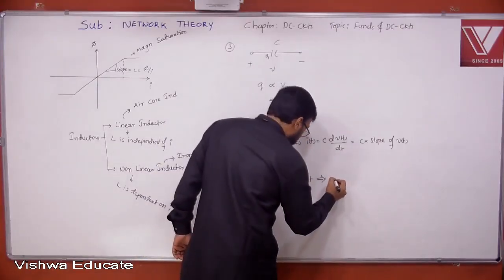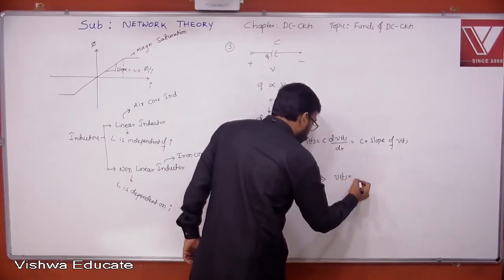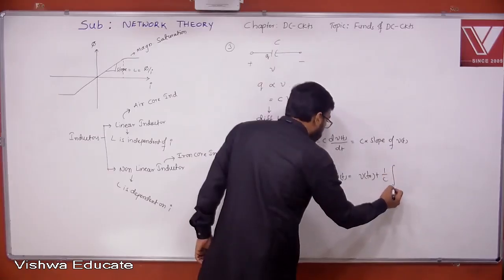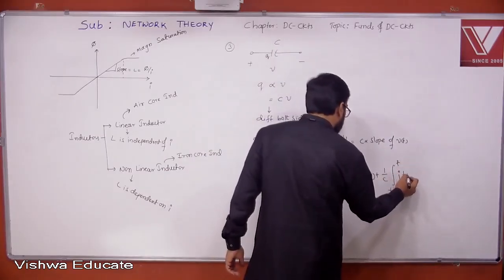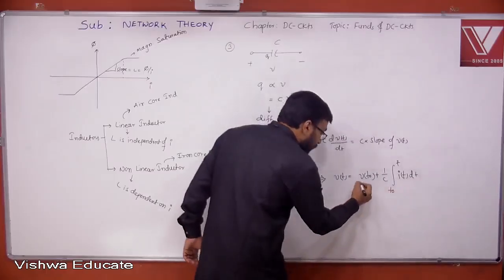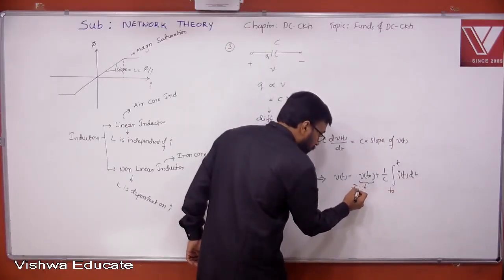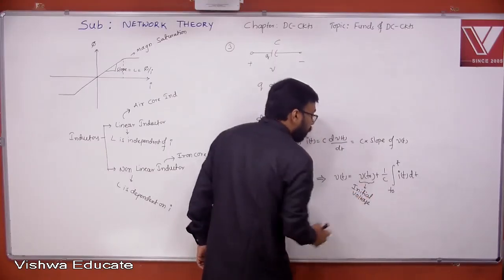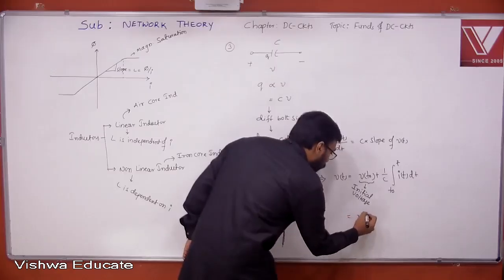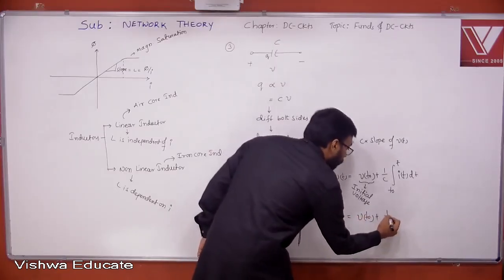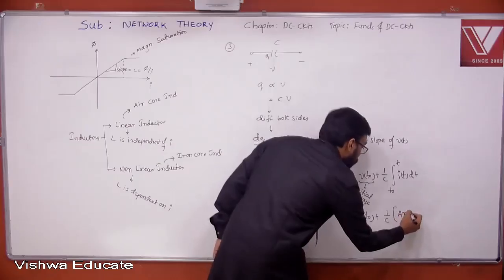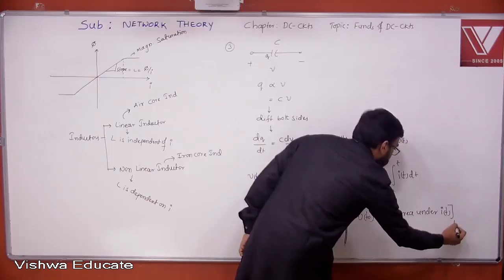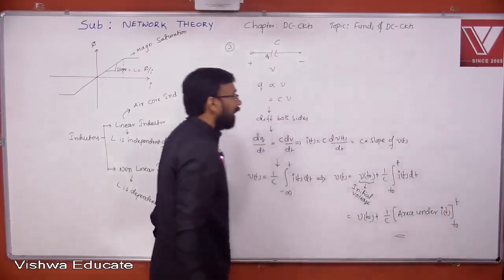So the final conclusion is, you can write v of t is equal to v of t naught plus 1 by C integral t naught to t of I of t dt. You can see here, this is nothing but the initial voltage. Now you can say the initial voltage plus 1 by C times the area under I of t over the boundaries t naught to t. This is what actually you can write.